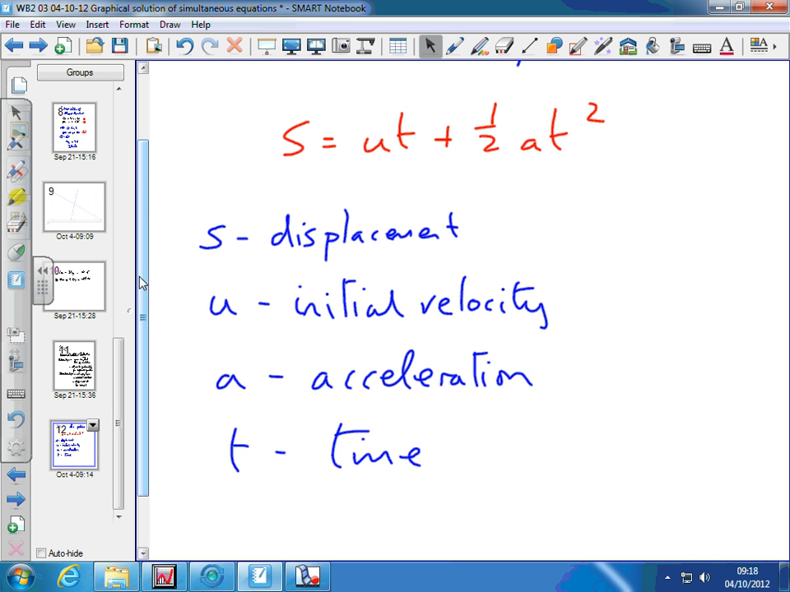So every time a letter appears in a function or a formula, that's a variable. That's something that can change. Remember what S, U, A and T are. They represent numbers, so each of those could be a number and that number could change. 4 variables in this function.